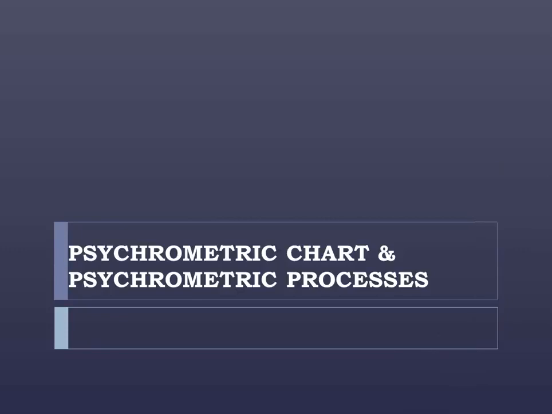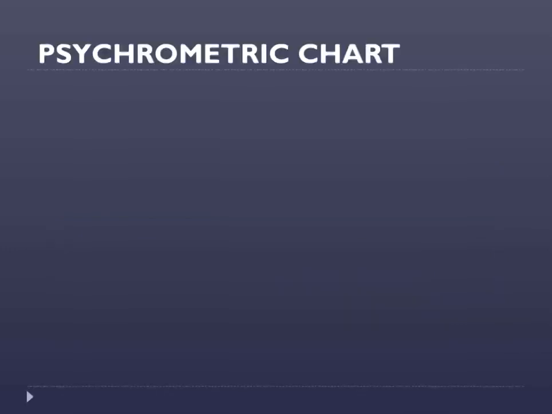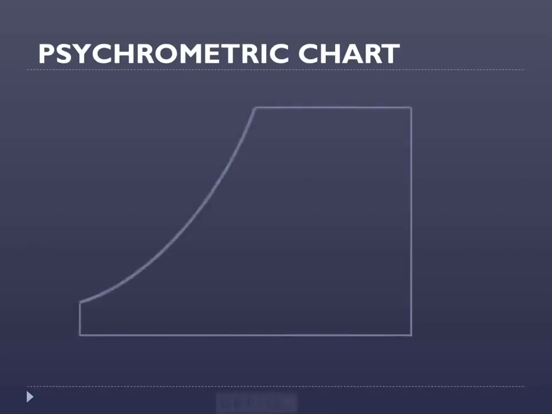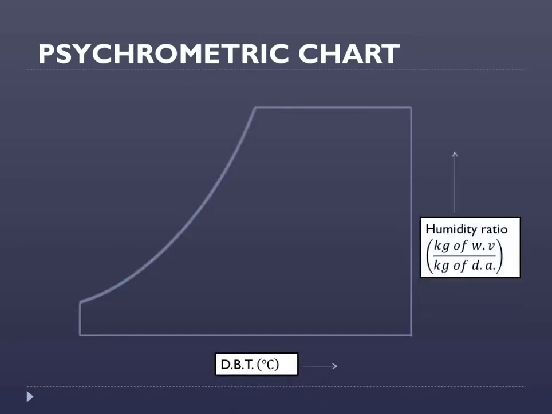So in this video, we'll try to understand how to use the psychrometric chart and how to interpret the various psychrometric processes. So this is the demonstration of the psychrometric chart. Dry bulb temperature is taken on the x-axis and specific humidity or humidity ratio, which is expressed in terms of kg of water vapor per kg of dry air, is taken on the y-axis.